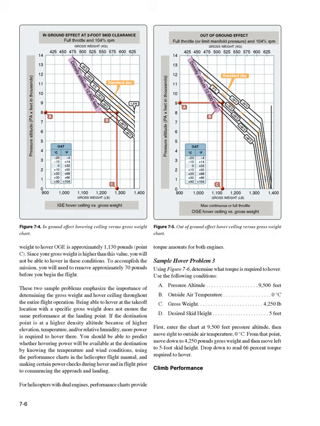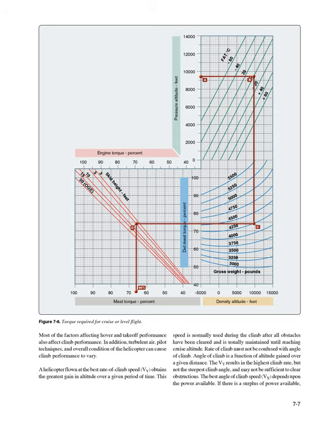Climb performance. Density altitude, weight, and wind also affect climb performance. In addition, turbulent air, pilot techniques, and overall condition of the helicopter can cause climb performance to vary. A helicopter flown at the best rate of climb speed, VY, obtains the greatest gain in altitude over a given period of time. This is usually maintained until reaching cruise altitude.